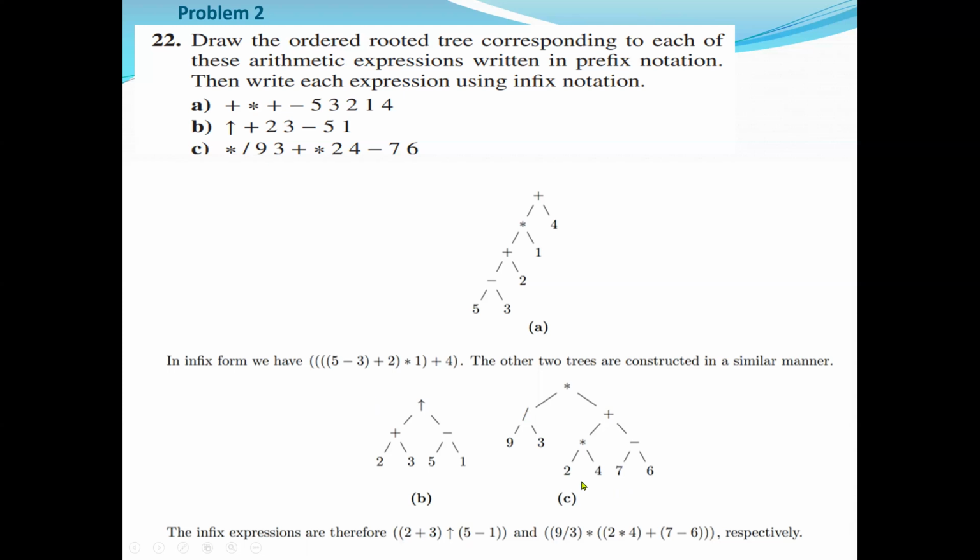Now for C, we have 9, 3, so we start with the 9, 3 division. After that, we don't have any value, so we go through 2, 4. After 2 times 4, we have 7 minus 6. After that, the next operator is plus, so we add the 2. 2 times 4 plus 7 minus 6, so we have the plus. Then the answer we get, we multiply. The last is multiplication.